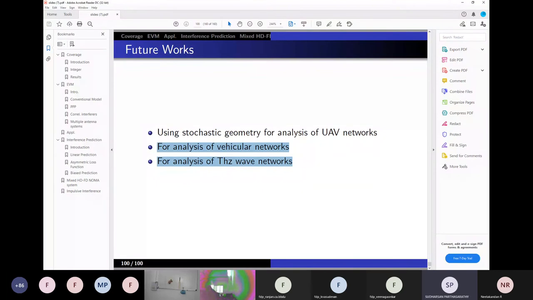It can be used for analysis of vehicular networks, because you do not know the distribution of the vehicles. Lastly, it can also be used to analyze terahertz wave networks, because for millimeter wave networks in 5G, stochastic geometry techniques have been used a lot, for analyzing the blockage and all that. Similar thing can be done for terahertz also.